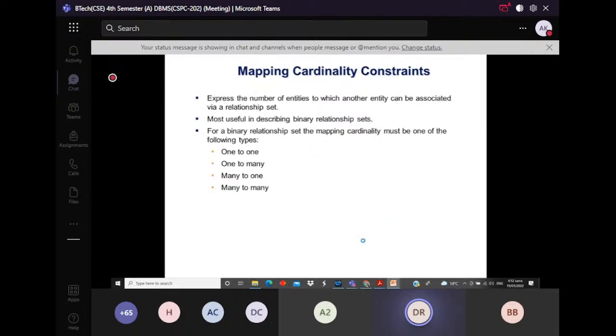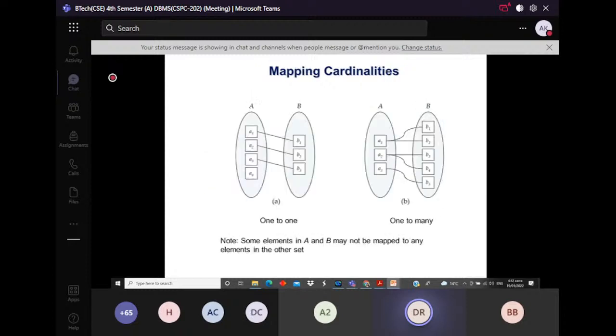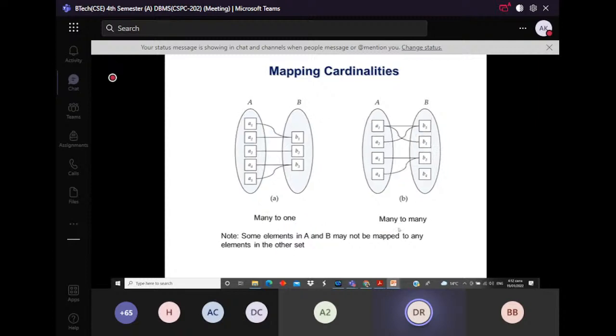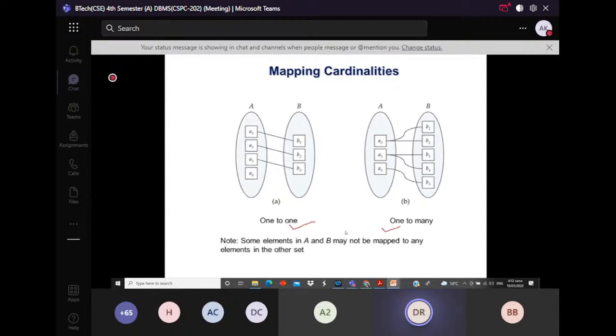Now this is all about your attributes. Now next is mapping cardinality constraints. Now see, what are these cardinality constraints? You can see here there are basically four types of cardinality constraints, that is one to one, one to many, many to one, and many to many. I think in case of functions, in mathematics, you have done all these things.